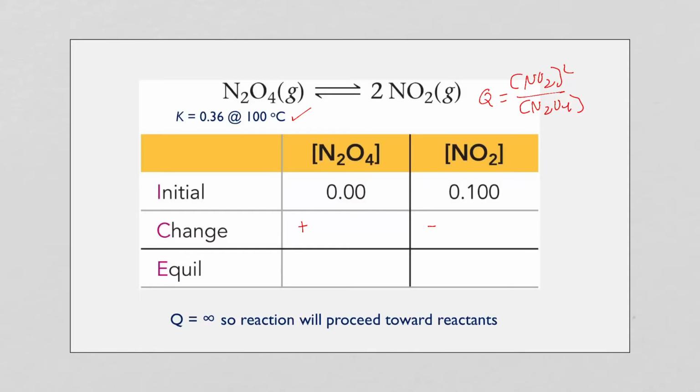Okay? So once we know which direction, we know that the reactants are going to go up, the products are going to go down. If we think about the changes here, we look at the stoichiometry. We have a 1 to 2. So that means N2O4 is going to go up by, we call it X. NO2 is going to go down, but it's going to go down by 2X. So our equilibrium concentration is going to be 0 plus X, or simply X, for N2O4, and NO2 is going to be 0.1 minus 2X.